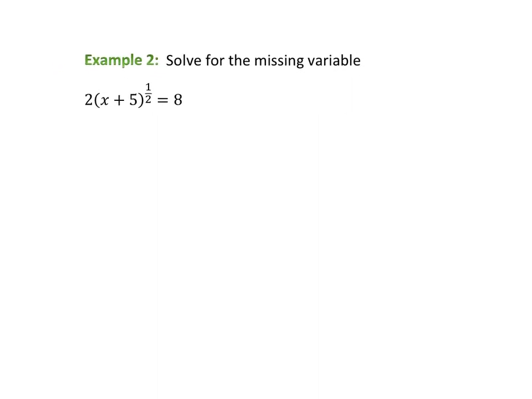Now, if we look at this one, we can see that there's a fractional exponent. So at least for Algebra 2 standards, if I see a fractional exponent, I'm going to want to deal with that. We talked about last week, fractional exponents were radicals. So this is the square root of x plus 5 to the first power, which means we don't really need to put the exponent, equals 8.